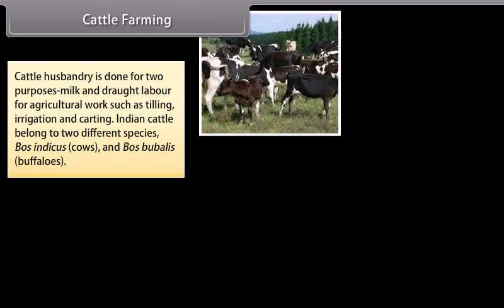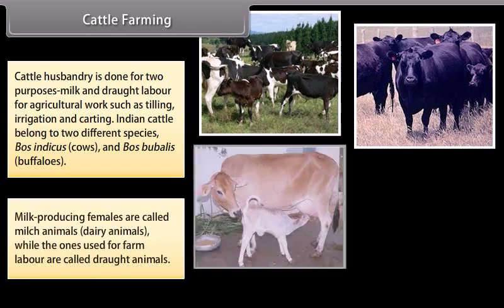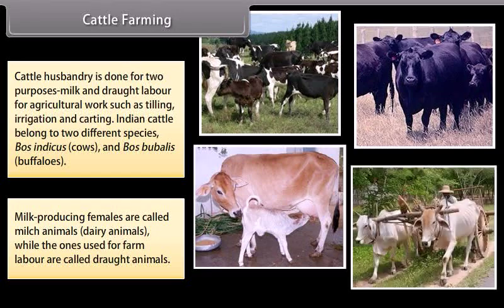Cattle farming. Cattle husbandry is done for two purposes: milk and draught labor for agricultural work such as tilling, irrigation and carting. Indian cattle belong to two different species, Bos indicus, cows, and Bos bubalis, buffaloes. Milk-producing females are called milch animals or dairy animals, while the ones used for farm labor are called draught animals.